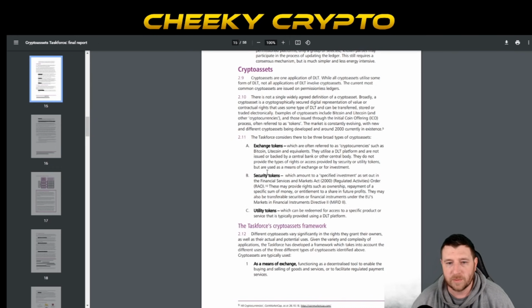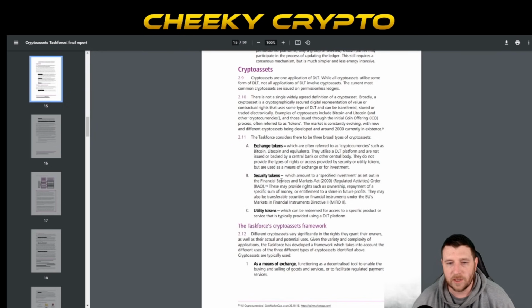They do not provide the type of rights or access provided by security or utility tokens, but are used as a means of exchange or for investment. Okay, so we could kind of say that ADA, for example, would be kind of like Ethereum in a way, right? Which would be classed as an exchange token in the UK.